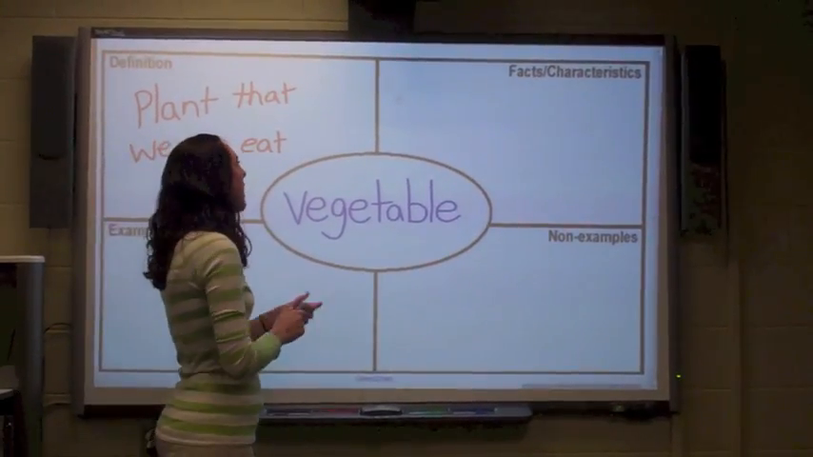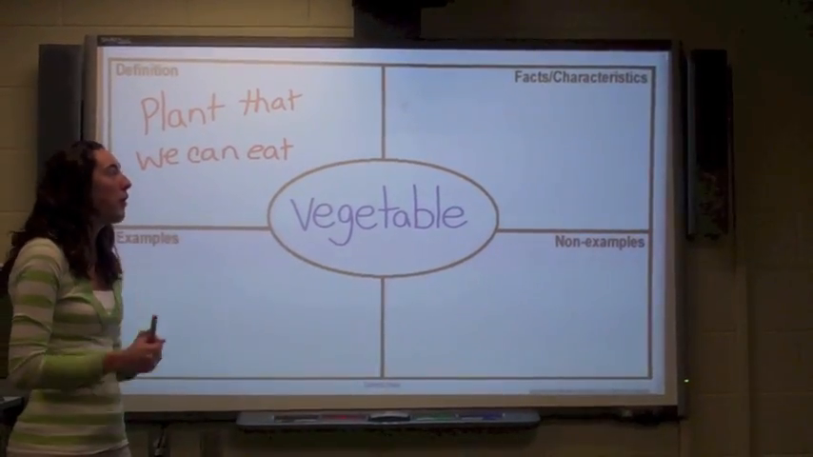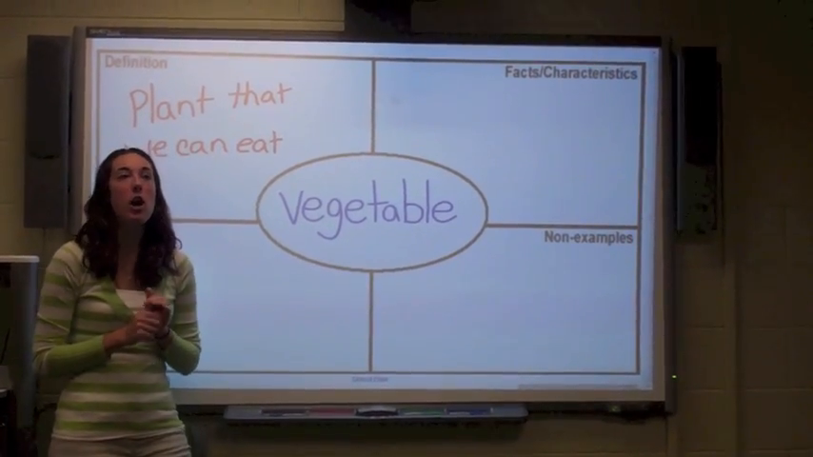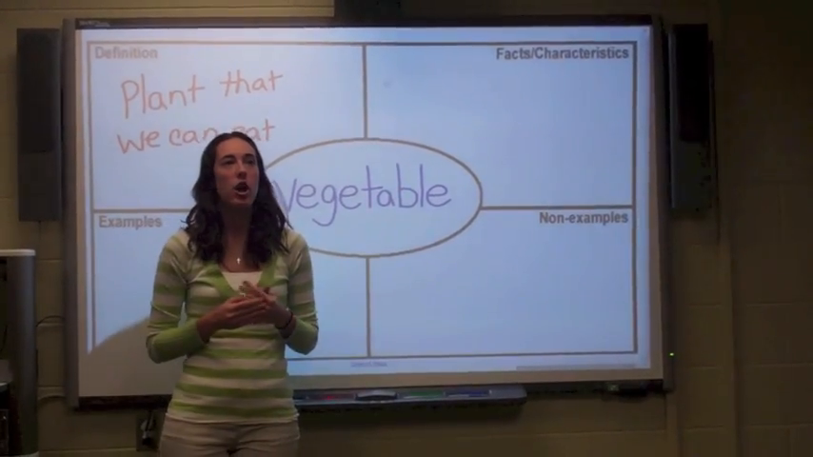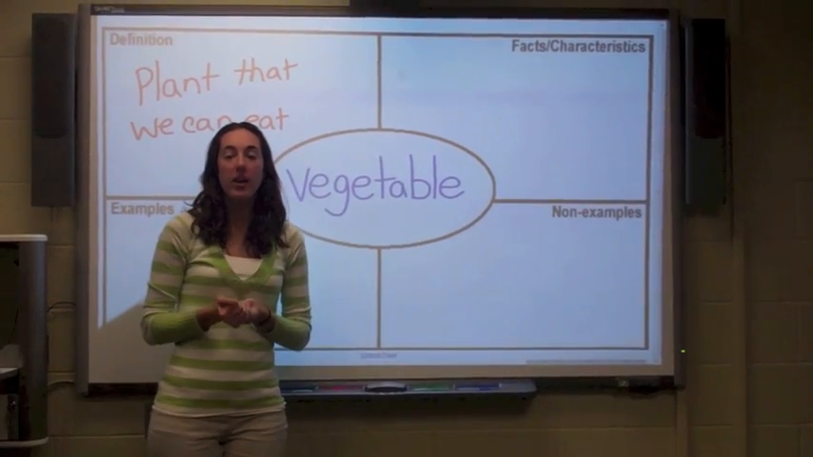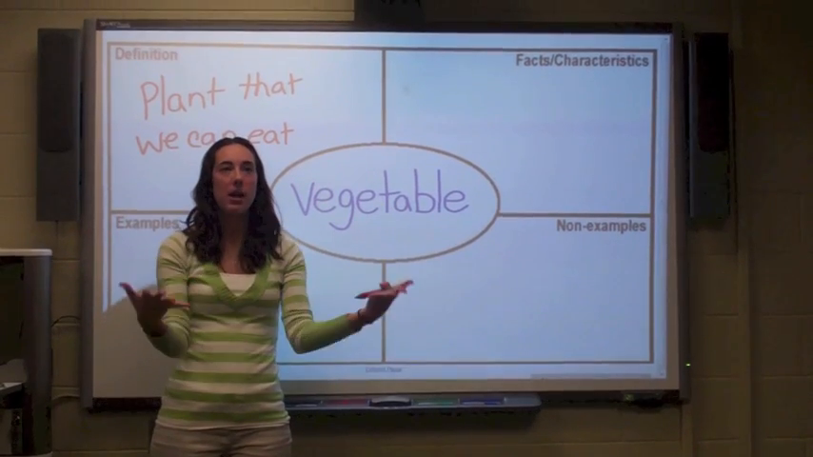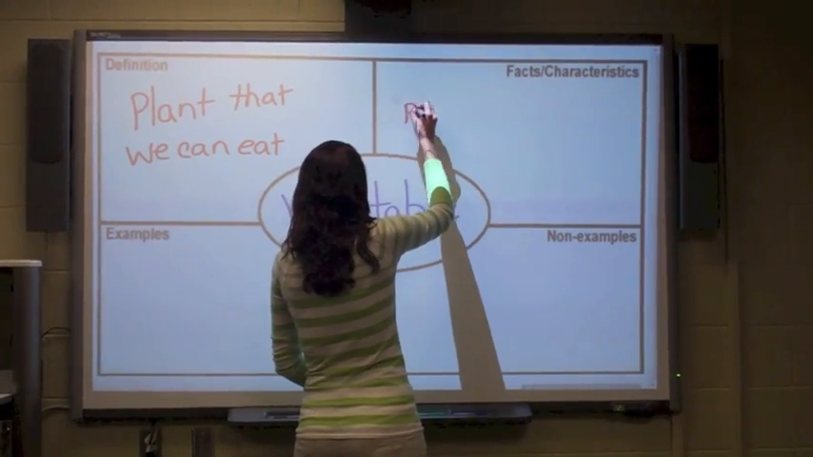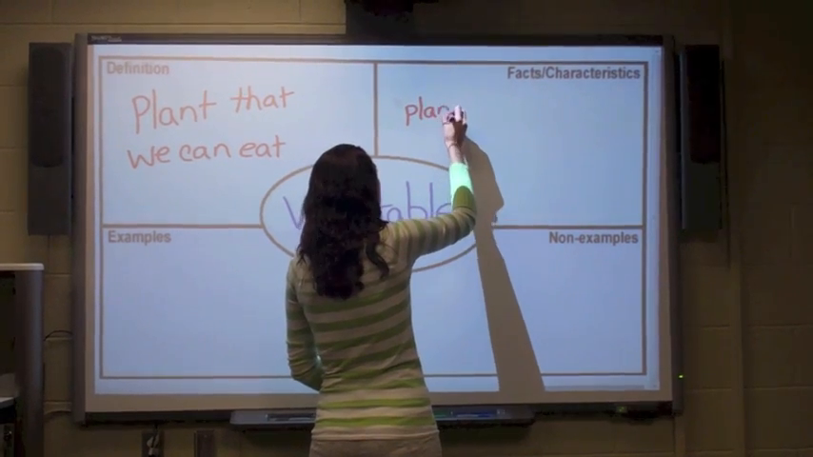So, now that we have our definition of a vegetable, what might be some facts or some characteristics that we know about vegetables? So, one that I know from growing up is vegetables come from some seeds that we plant in the ground. So we could say that we plant seeds and that gets our vegetables.